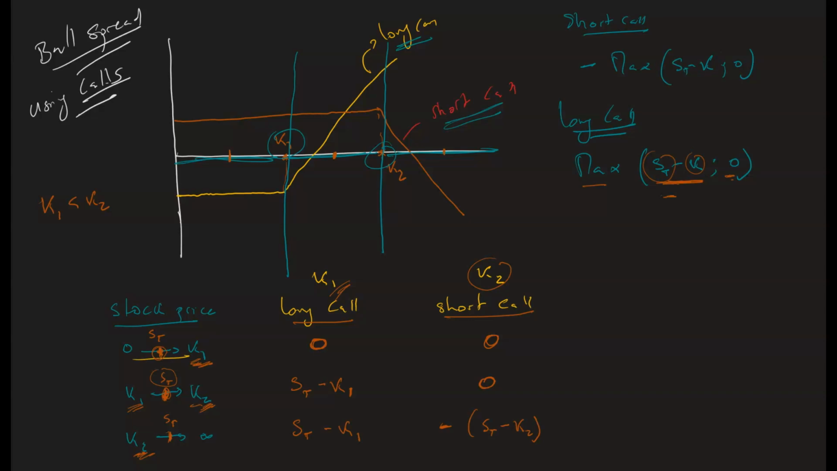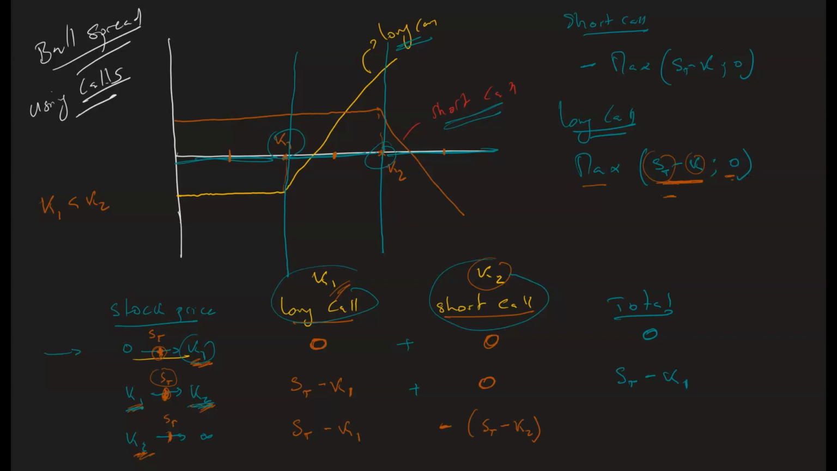And so overall, because we have these two positions simultaneously, our total is going to be the following. If the stock price is below K1, our payoff is going to be 0. That's the sum of our long call and our short call. If the stock price is between K1, the strike price of our long call, and K2, the strike price of our short call, our payoff is going to be ST minus K1. That is our payoff there.